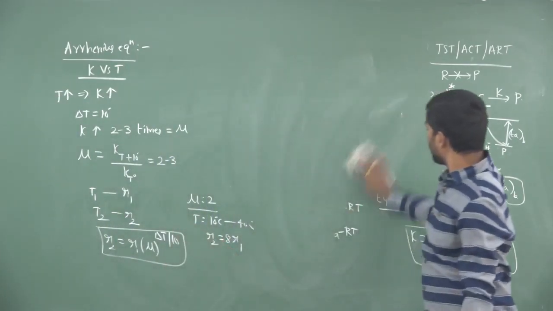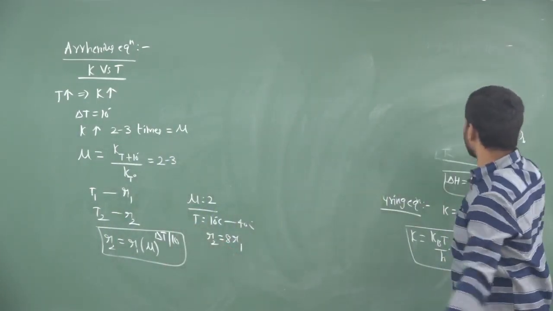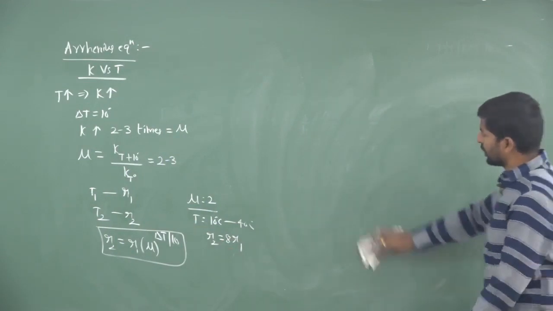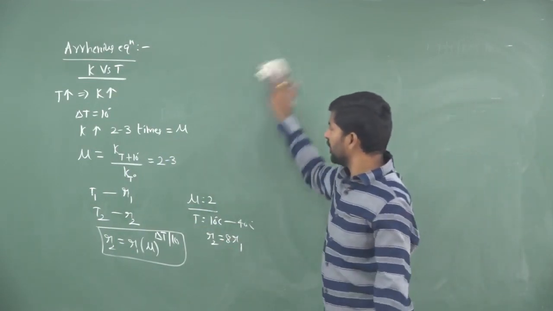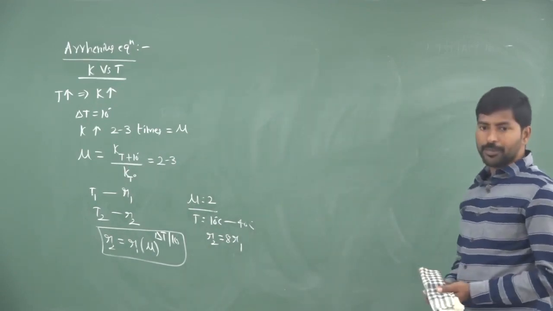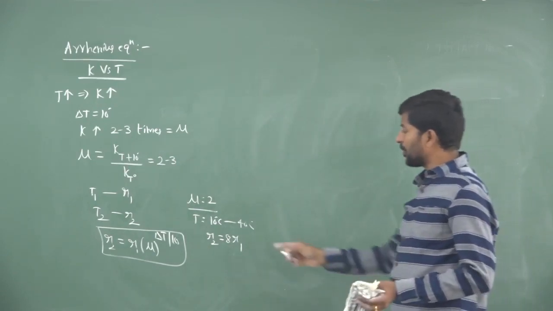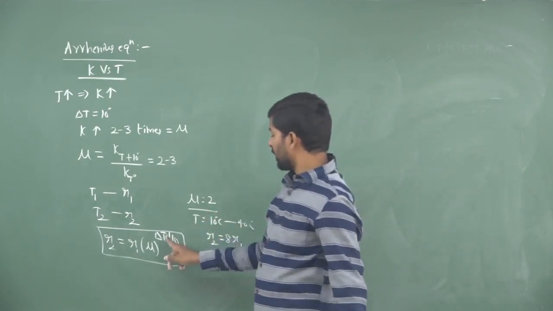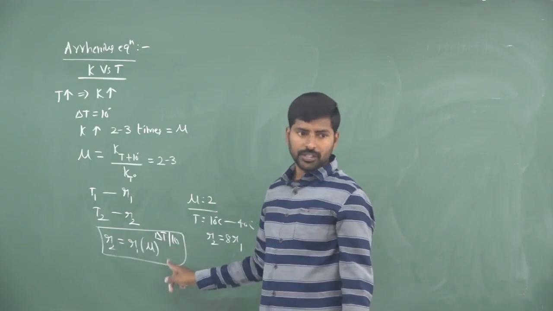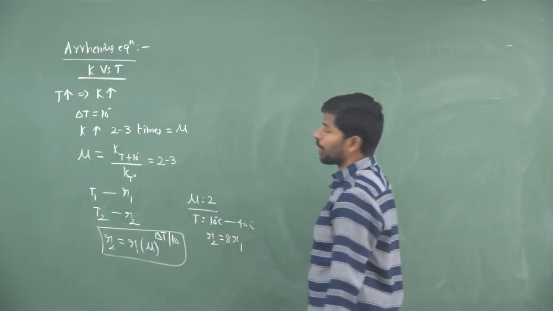With an increase in temperature, the number of effective collisions increases, so the rate of reaction increases. Generally, the rate of reaction increases by 2 to 3 times for every 10 degree rise in temperature. That is called the temperature coefficient. If the temperature coefficient and the rise in temperature are given, how many times the rate of reaction changes can be calculated using this equation.